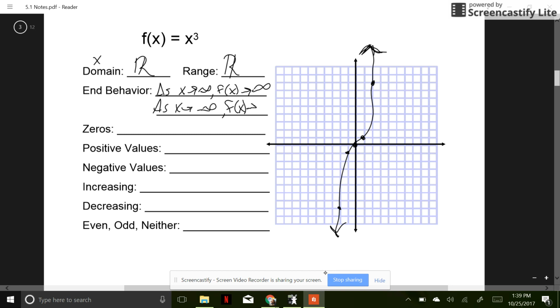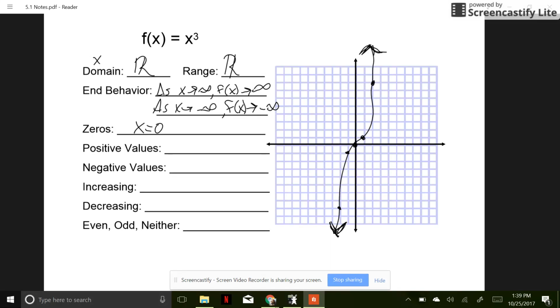As x goes to -infinity is the other place we look. Looking at our graph, as we go further and further left, what are the y values doing? The y values are going down. So as x goes to -infinity, f of x goes to -infinity as well. Zeros are where we cross or touch the x-axis. That's happening just at x equals 0.